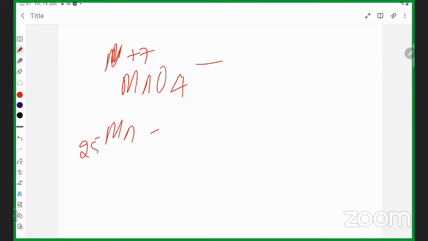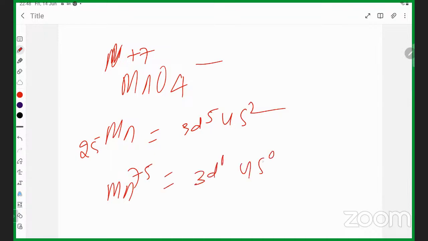But in case of KMnO4, what will you give? MnO4 minus. Here I am writing MnO4 minus. It has the +7 oxidation state. And Mn, if you see, Mn is 25. Its configuration is how much? That is 3d5 4s2. And Mn7+ is equal to what? 3d0 4s0. But it is colorful. What is the reason you will give?